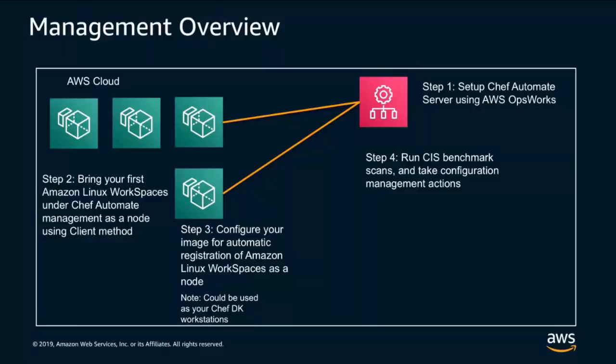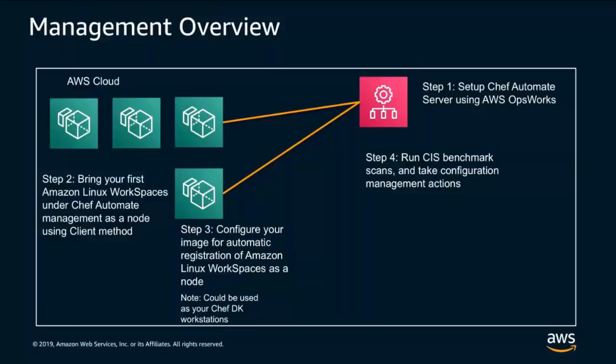The second goal for today is that once I have these couple of nodes being registered to the Chef Automate server, we will run some benchmark testing on those nodes. And then finally, we will do a quick overview of configuration management actions that you could do, such as disabling of PC over IP clipboard. Now, we won't go too much into detail on the cookbooks and recipe side today, but that is something that we will leave for some other day.